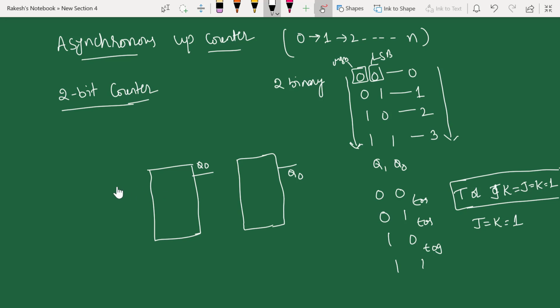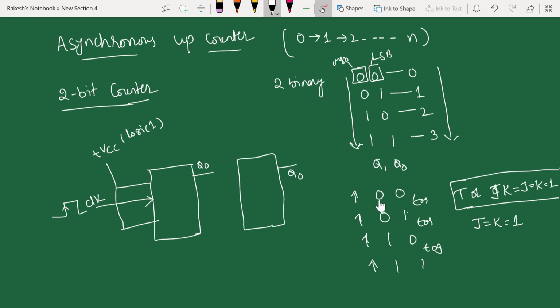So let me take the first flip-flop here. Let me connect it to VCC, that means logic 1. And I am giving clock to this flip-flop. I am making it a positive edge triggered clock. Now if you run the circuit, your Q0 will change for every clock pulse. That means for the first clock pulse it moves from 0 to 1, second clock pulse 1 to 0, third clock pulse 0 to 1, and it will be toggling in a loop.